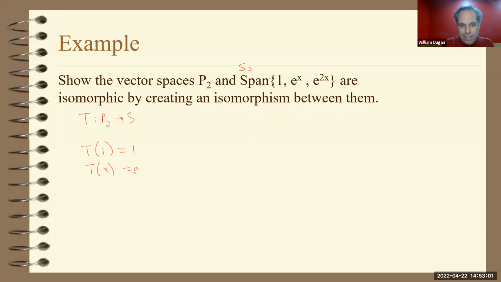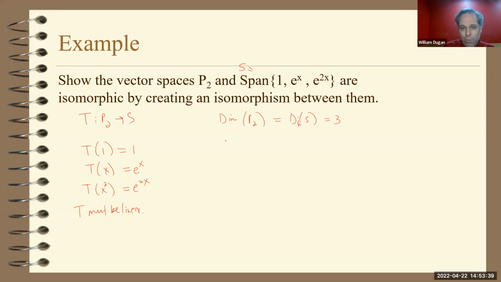T of x would then be e to the x, and T of x squared would then be e to the 2x, and T must be linear. This will then definitely create a one-to-one and onto mapping. The reason why is very easy, because we already can see that the dimension of P2 is equal to the dimension of S, and that is 3. So all we have to do is to prove that this mapping is one-to-one or that it is onto. Either one will work just fine.